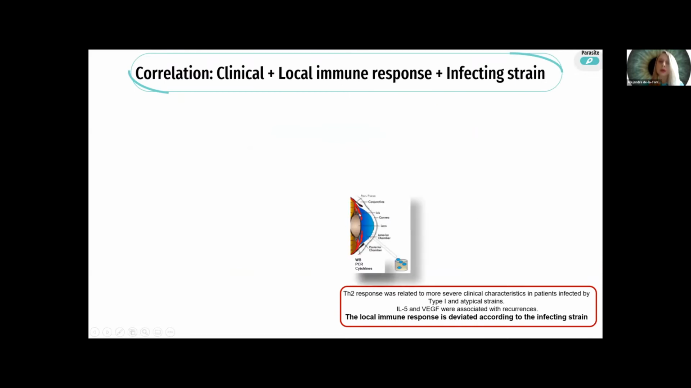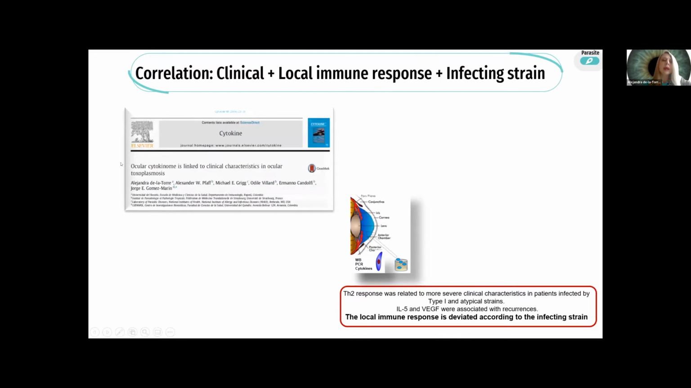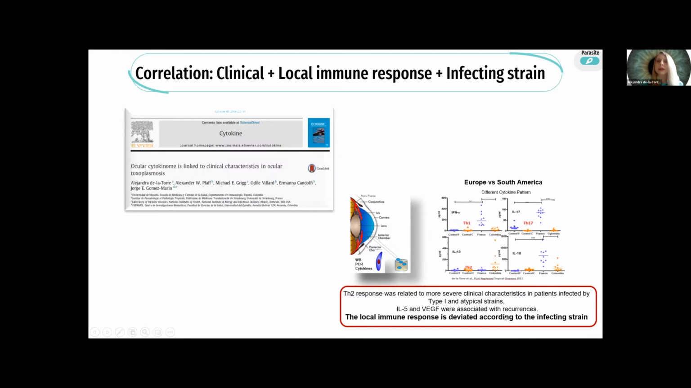The local intraocular immune response is deviated according to the infecting strain, leading to an ocular cytokinome different between European patients and South American patients, and this cytokinome is linked to clinical characteristics in ocular toxoplasmosis. The Th2 response is related to more severe clinical characteristics in patients infected with type 2 and atypical strains, and these patients have a higher parasitic load.